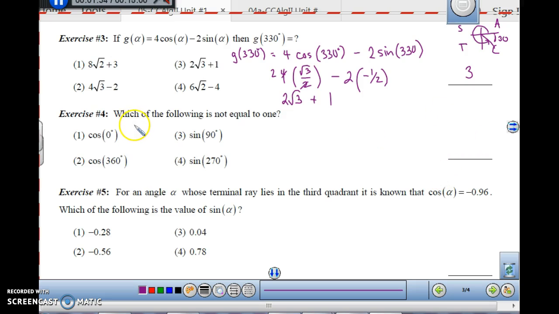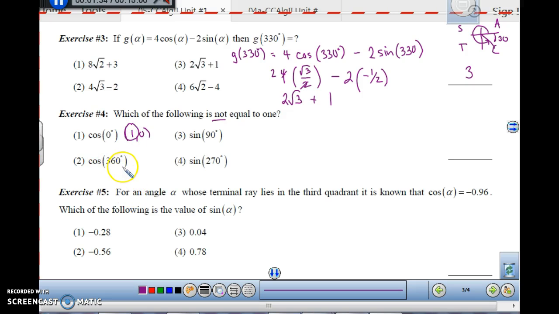Okay, so let's move on to exercise 4. Which of the following is not equal to 1? Alright, let's think about where these coordinates are. If you are at 0 degrees, you're right on the x-axis, what coordinate would you be at on the unit circle? Well, you'd be at 1, 0. So cosine is going to be the x-coordinate, so that's going to equal 1.